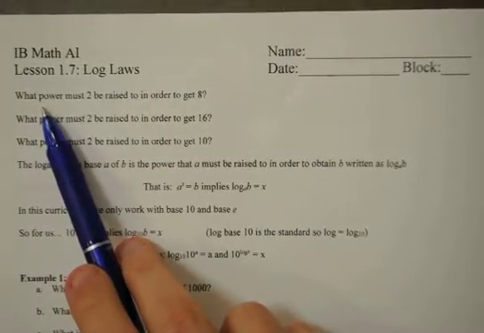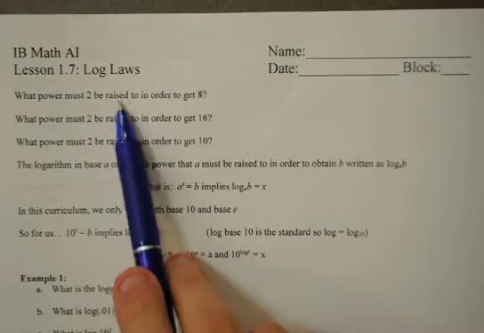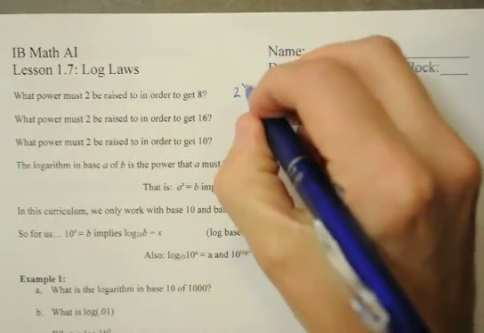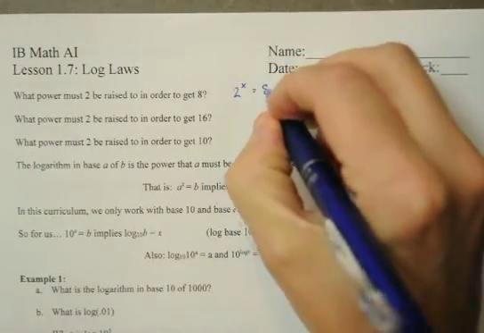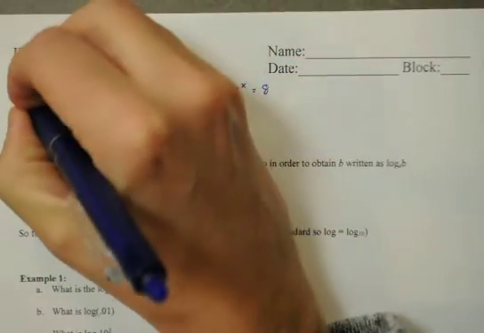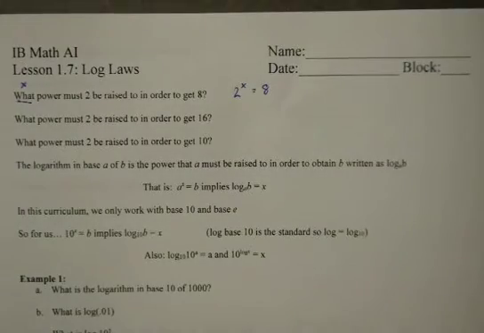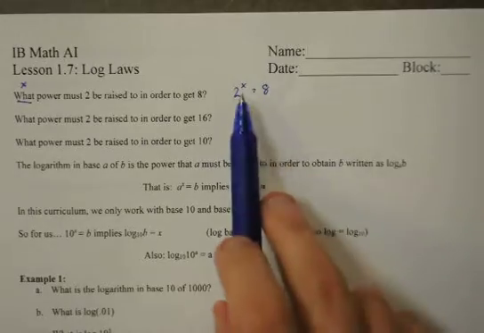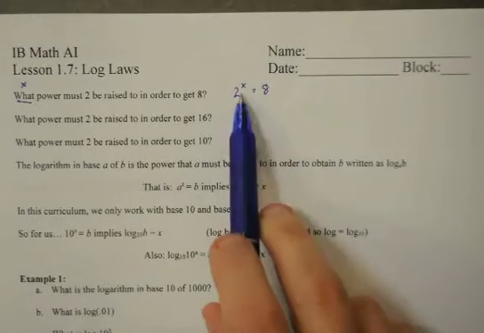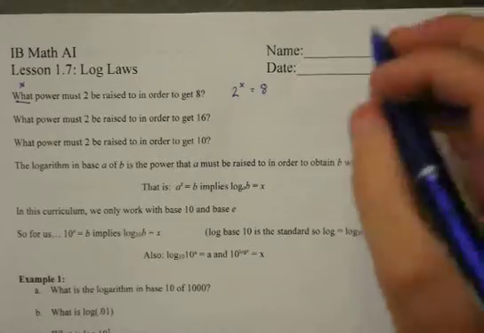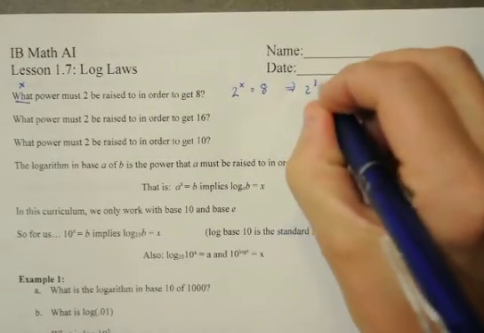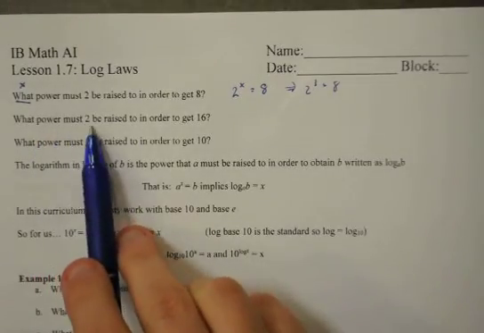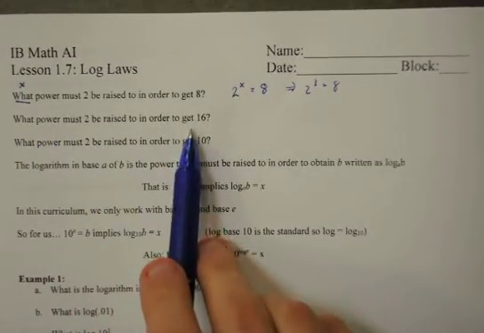Alright, so here's a question. What power must 2 be raised to in order to get 8? So it'd be like 2 to the x power is equal to 8. Whenever you say "what" in math, call that an x. This one's pretty easy. x would be 3, right? So 2 cubed is 8, right?